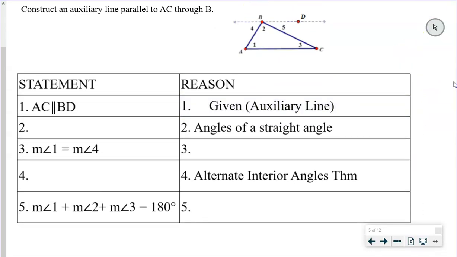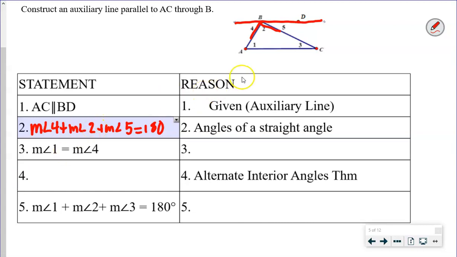So we're going to say that the measure of angle 4 plus the measure of angle 2 plus the measure of angle 5 is going to be equal to 180 degrees. Where did I get that? Right up there. Y'all see that? The measure of 4, the measure of 2, and the measure of 5. When I add those three together, I get 180 degrees. Then it says that the measure of angle 1 is equal to the measure of angle 4.